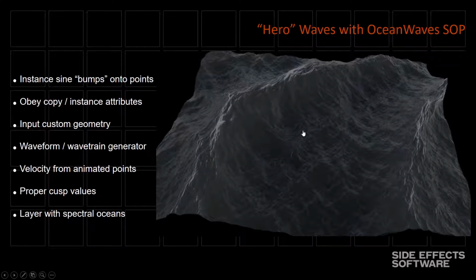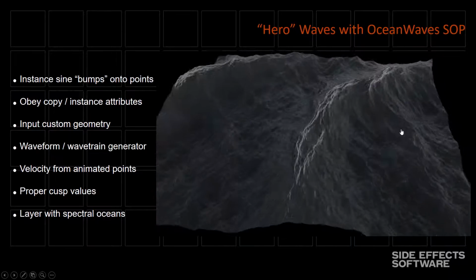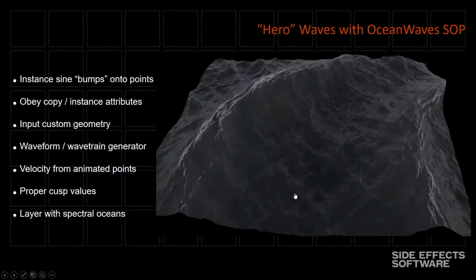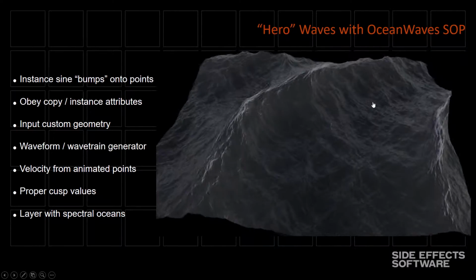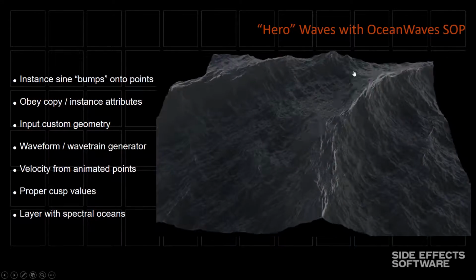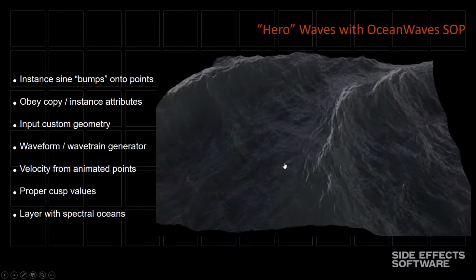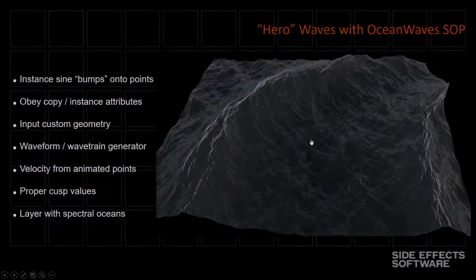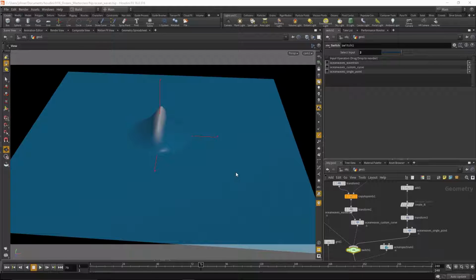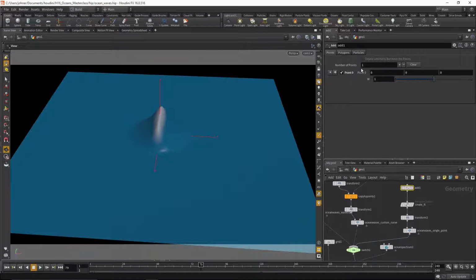But combined with spectral oceans, you get this kind of overall nice look of the small, choppy, high-frequency waves done by the spectral part of the ocean, and then these very large, these are probably 5-meter tall waves, instanced along the hero waves here. Okay, so let's look at how we would use the Ocean Wave SOP to create these kind of hero waves. So we're going to start off with a very simple setup again. We've got another point just at the origin here.